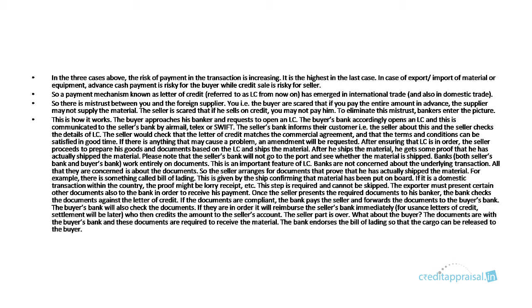So the seller arranges for the documents that prove that he has actually shipped this machine. For example, there is a document called the bill of lading. This is given by the shipping company, confirming that the material has been put on board. In case of a domestic transaction, that proof will be, say, a lorry receipt or something. And this step is very important, it cannot be skipped. The exporter, that is the machinery supplier, will present these documents to the bank in order to receive his payment. Once he presents these documents, the bank will check them, and if they are compliant, they will send the documents to the other banker, to my bank, the buyer's banker.